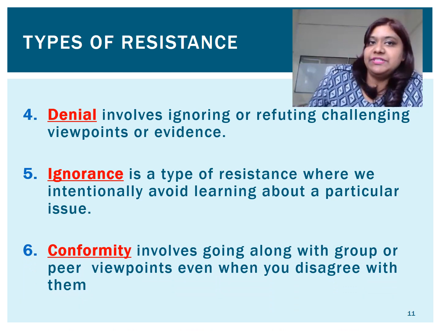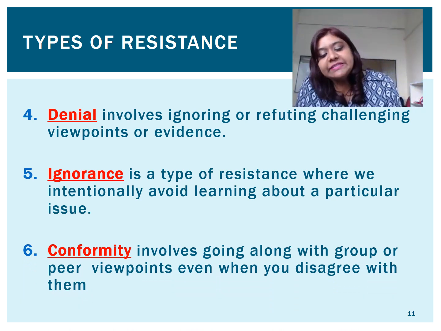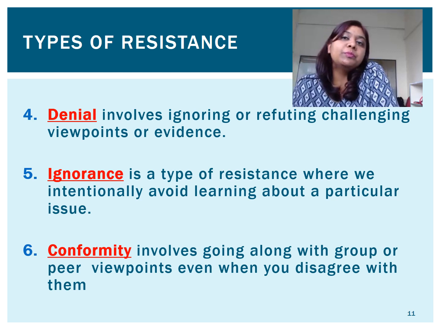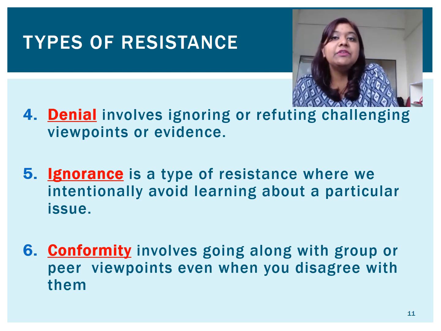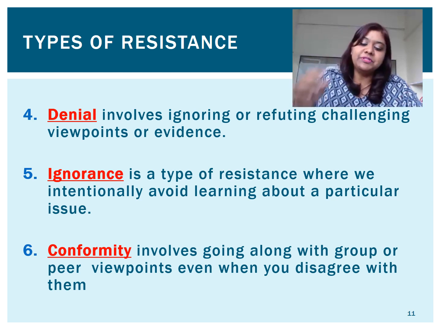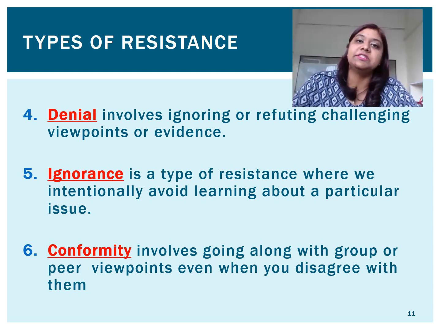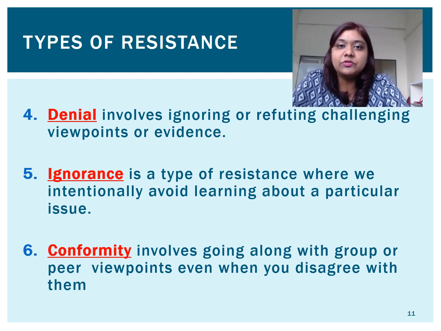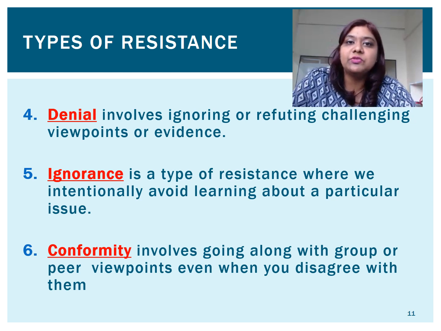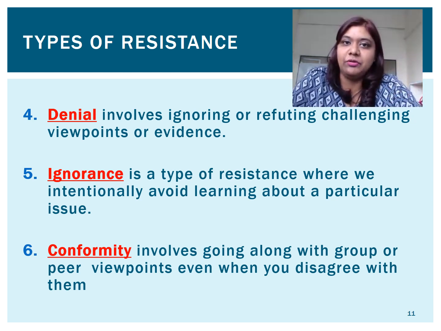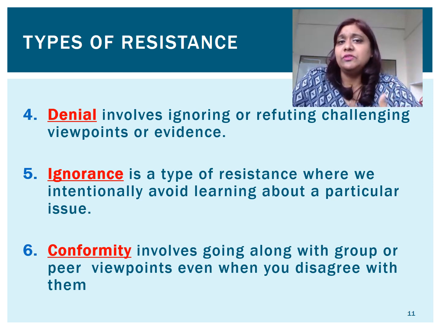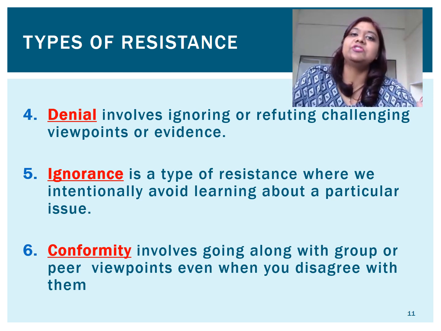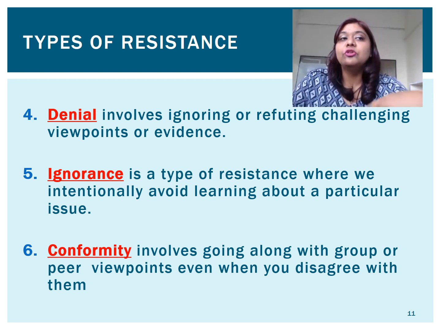The sixth type of resistance is conformity. Now, conformity basically means you conform, meaning you go with the flow. So this involves going along with group or peer viewpoints, even when you disagree with them. So a simple situation will be something like, imagine you and your friends decide to go out for dinner to a particular restaurant. Now, everyone has got differing opinions of where to go and eat. And if one of your friends were to suggest, let's go to a Thai restaurant, and you are a person who does not enjoy Thai food, instead of telling your friends, no, I don't enjoy Thai food, let's try something different, you choose to just go with them.